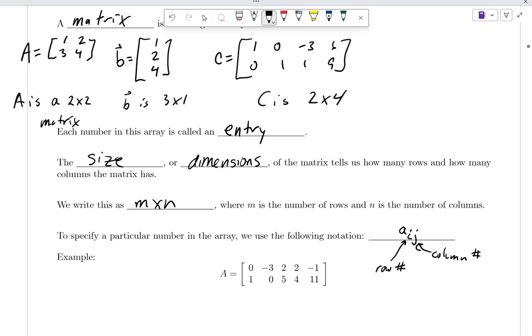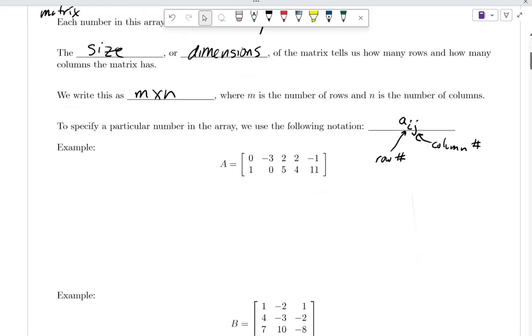If you're familiar with Excel, that's not what Excel does, right? If you want to refer to a cell in Excel, it's column then row, isn't it? That's not what we do anywhere else besides Excel, typically. It is row then column.